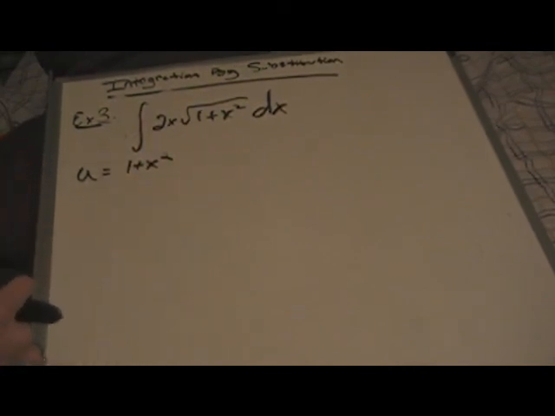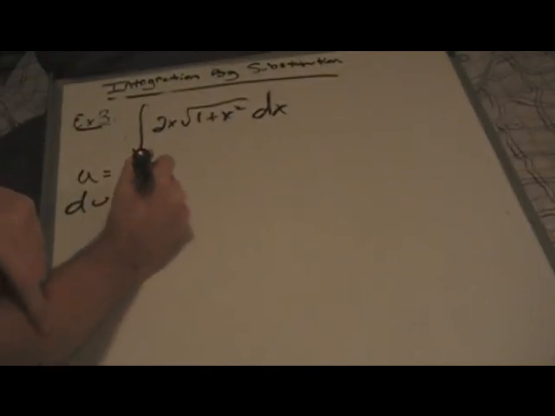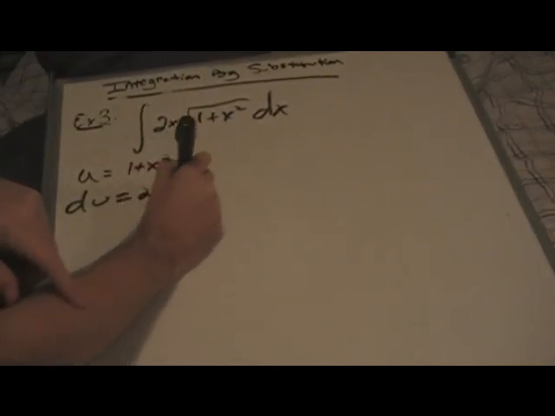And now that we have that, just take the derivative of it to get our du is equal to 2x dx.